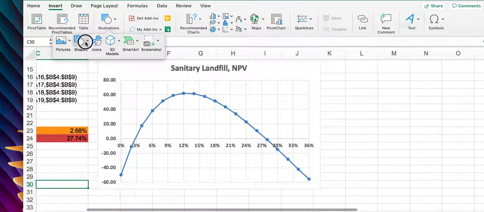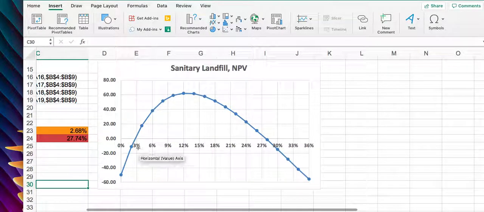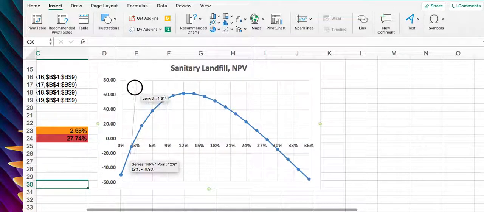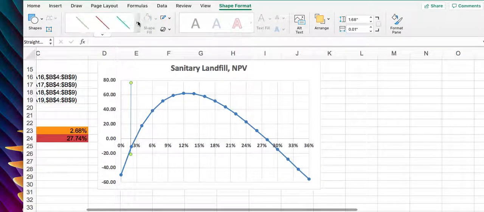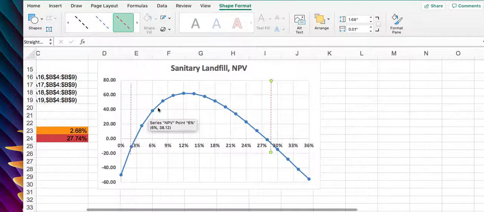Let me just draw a line to make it easier. It's like around here. I'm going to make it into a different color. And let's copy that, paste it, so we can put it on the second value. So the investment is definitely acceptable throughout this range as long as it does not hit below 0.